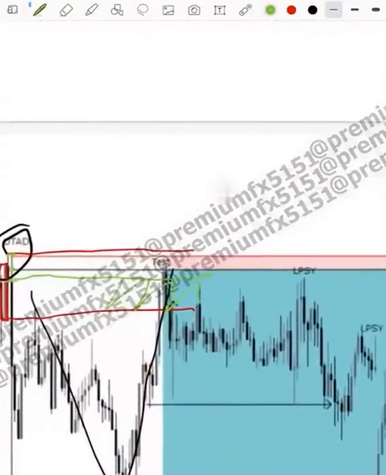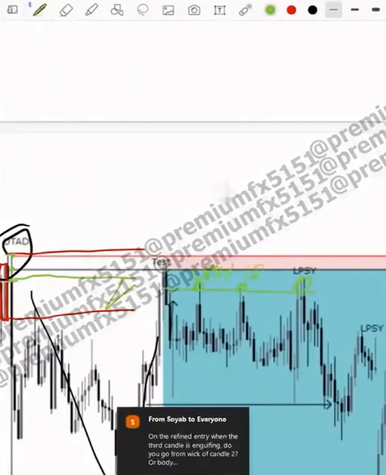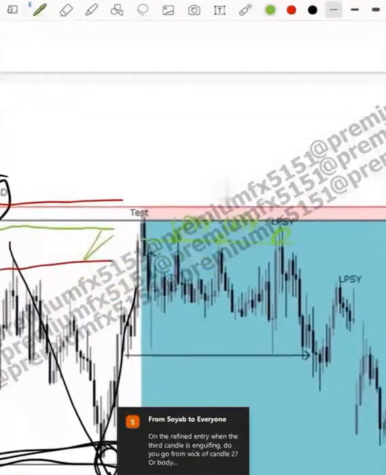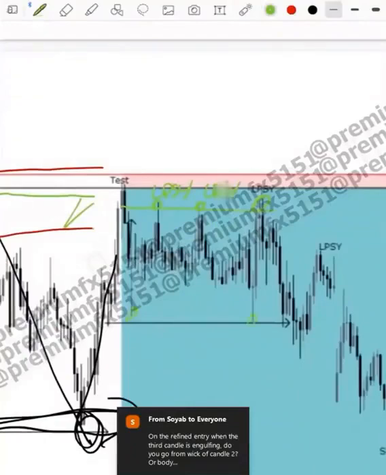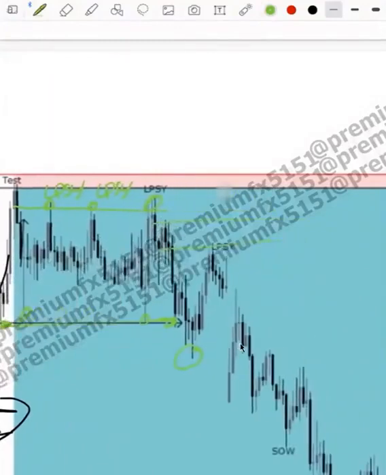And then yeah, this is the same thing. So your test is a version of a banker block. So you can enter here, here, or here. These are just multiple LPSY, LPSY. They're all doing the same thing. We're getting break of structure here, equal lows here. So it's showing us that there's intent. We have now a full break of structure. We have an IFC over here, which is another LPS, so potentially another opportunity to enter.